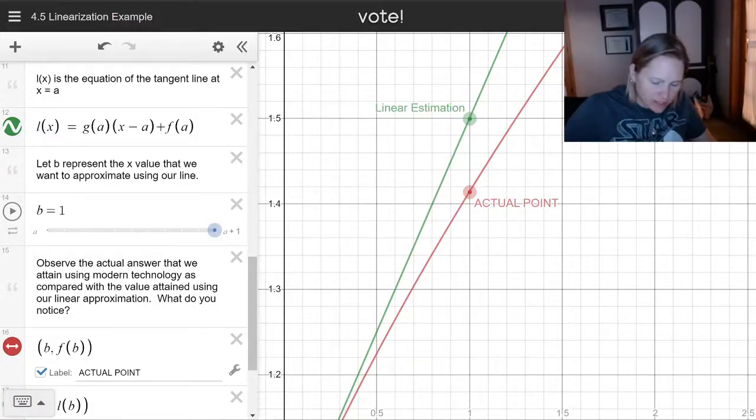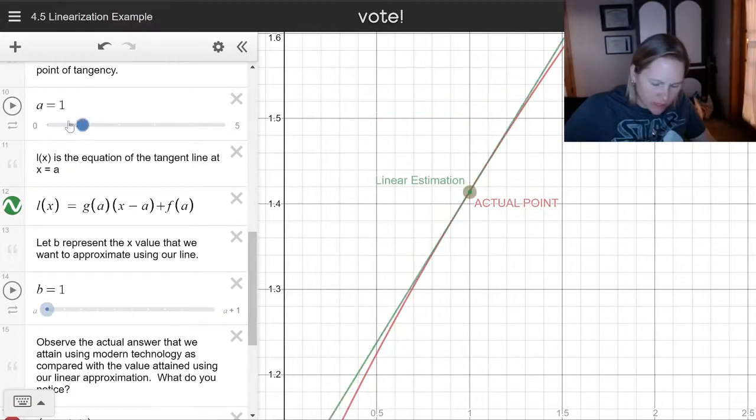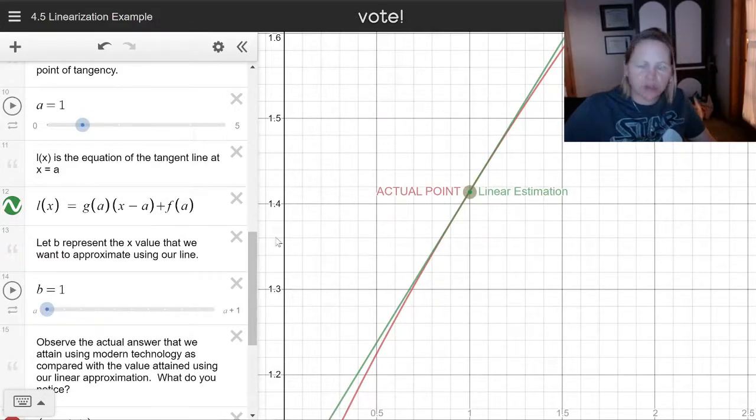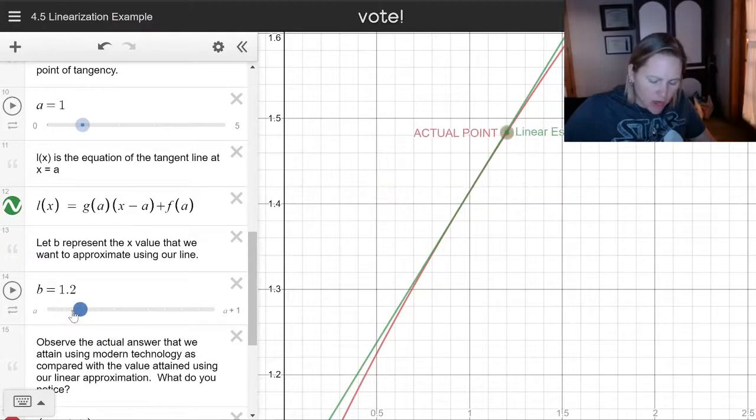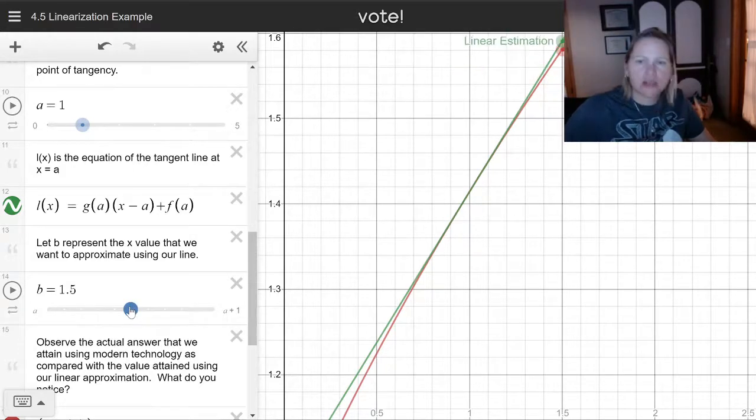But if I move my center by 1, all of a sudden my actual and my linear become the same thing. And now I can go on and estimate points that are a little further away. So this would be like 1.4. This is like plugging in 1.5. So what's the square root of 1.5 plus 1? That's what this is estimating.